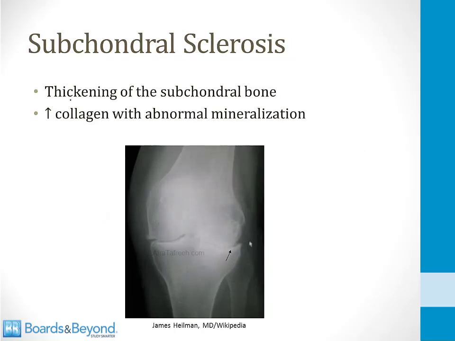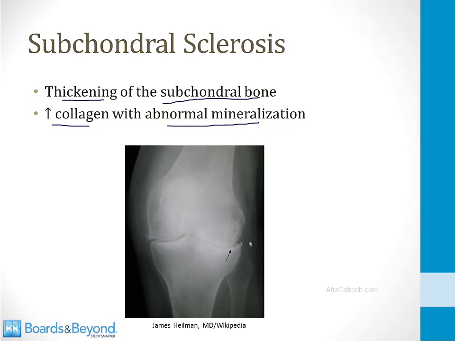Subchondral sclerosis refers to thickening of the subchondral bone, which is the bone that sits just below hyaline cartilage at the edge of the joint space. When the hyaline cartilage breaks down, you have exposed bone, you can have bone rubbing on bone, and this leads to thickening of the subchondral bone. There can be more collagen laid down, the mineralization can become abnormal, and what this means in terms of an x-ray is the bone will become bright white at the edge of the joint space.